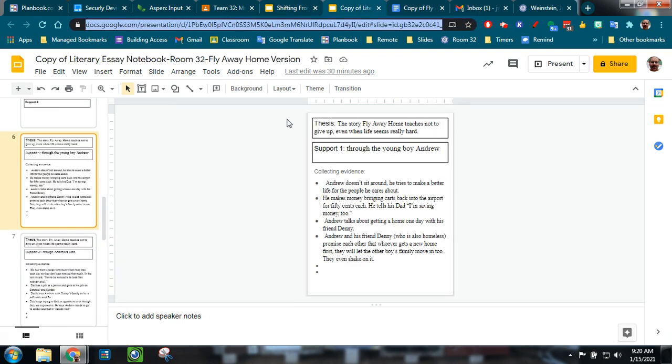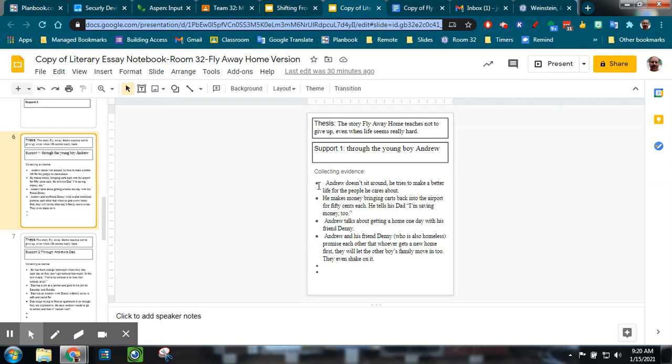Okay, so here is our supporting paragraph. This is support one. My thesis is the story Flyaway Home teaches not to give up even when life seems really hard. And my first support is through the young boy Andrew. All of my evidence that comes directly from the text has to deal with Andrew and his not giving up even when life seems really hard.